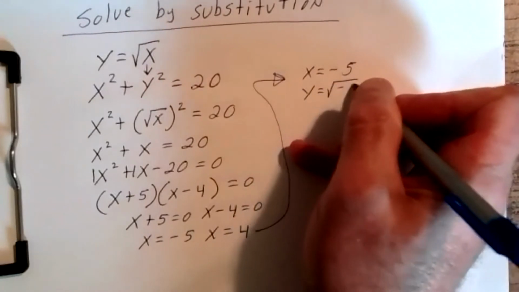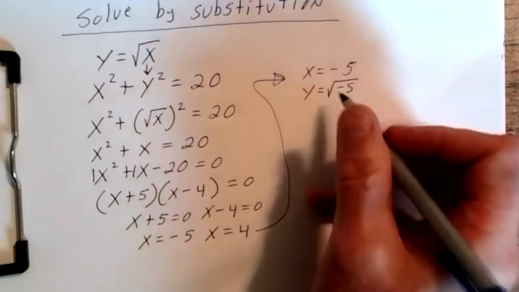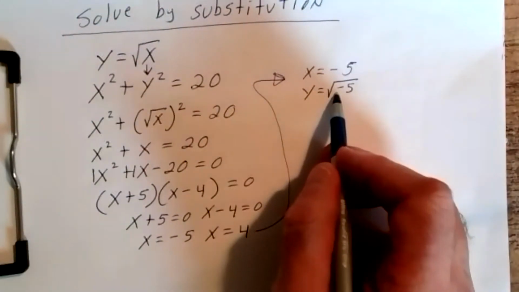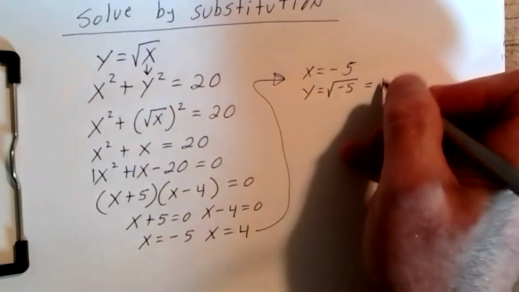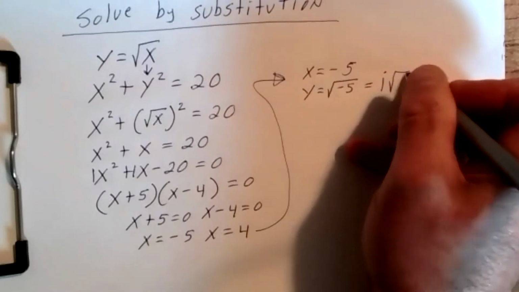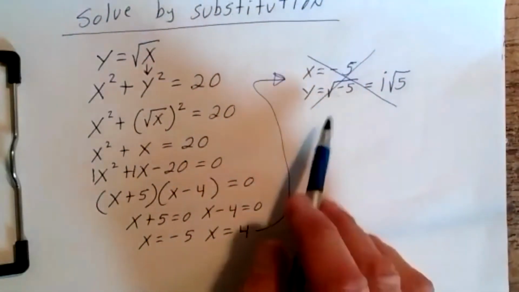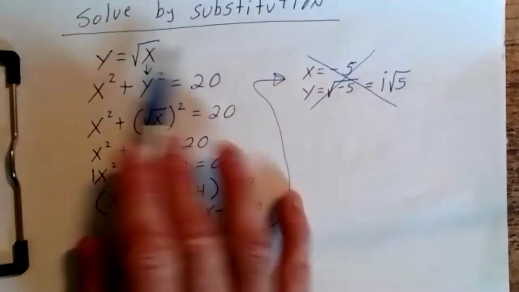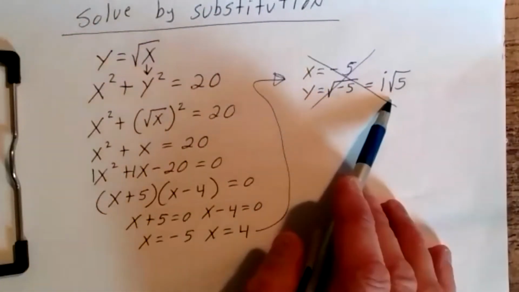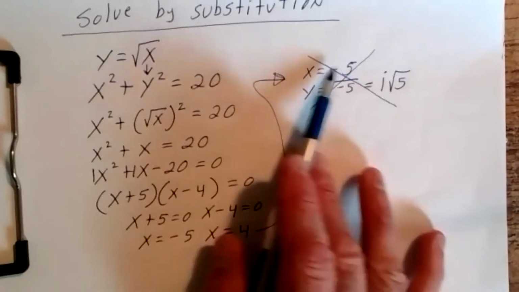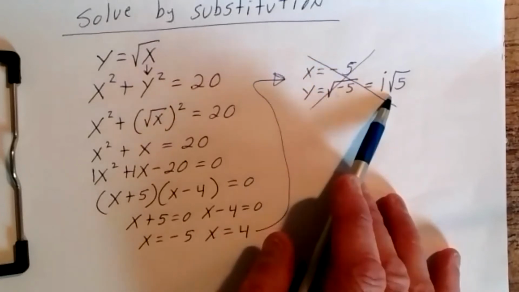Uh-oh. What do you notice about this one? Is this a real or imaginary number? Imaginary. This is imaginary. And so, ladies and gentlemen, we can toss this out. This is not a solution to our system of equations here. The reason being is because it is not a point of intersection between the graphs, because you're not going to see the graph of an imaginary number in the real plane.